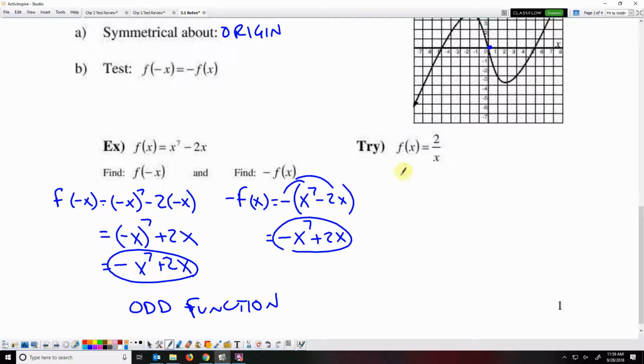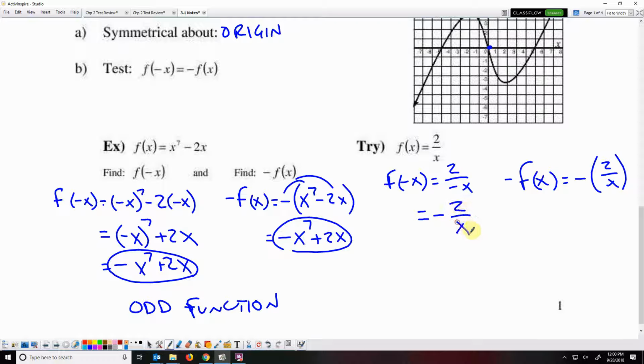Okay, we'll test this one to see if it's an odd function. f of the opposite of x is 2 over negative x. The opposite of f of x is negative 2 over x. When there is one negative inside of a fraction, it does not matter if it's in the top, the bottom, or in front. It all means the same thing.